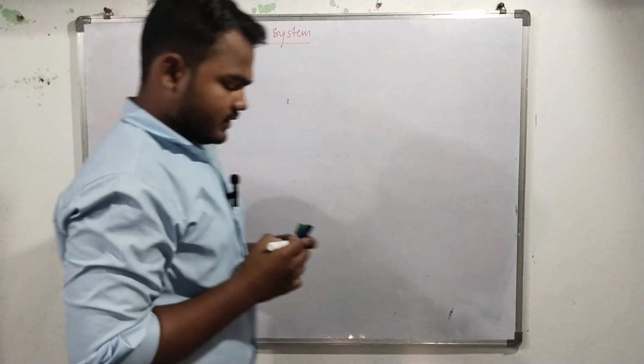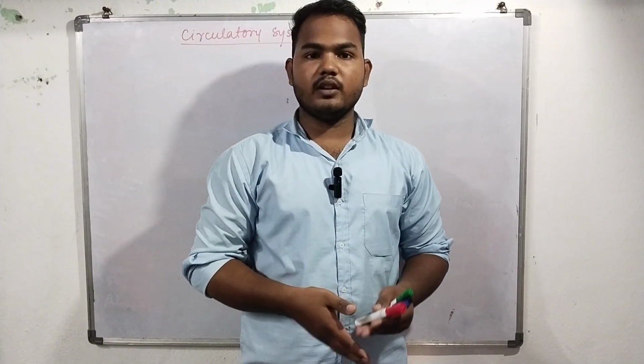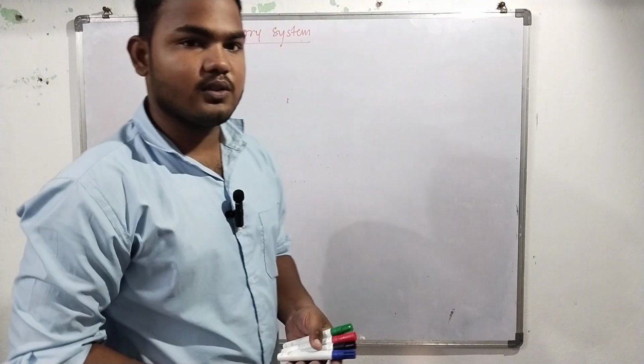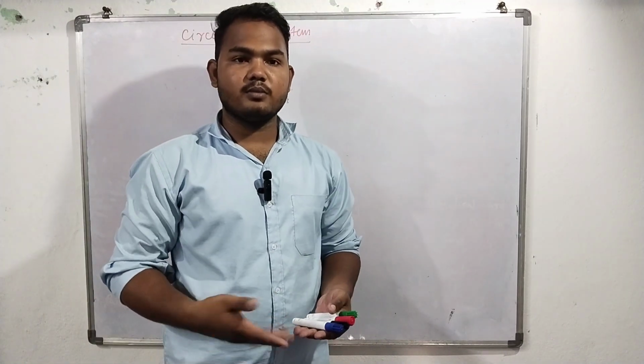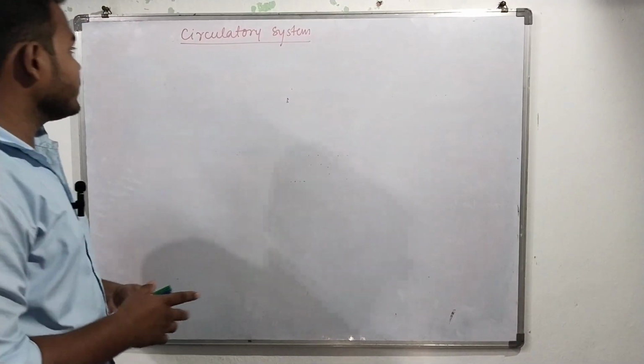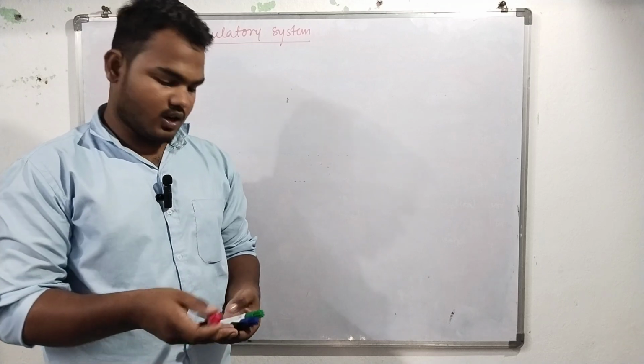Okay, circulatory system. It is an important topic for the anatomy and physiology of first year BSc nursing. Okay, and it is also for the first year professional medical courses. Okay, now this is circulatory system. We are going through a basic thing, that is, from the heart.